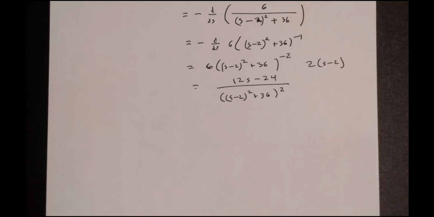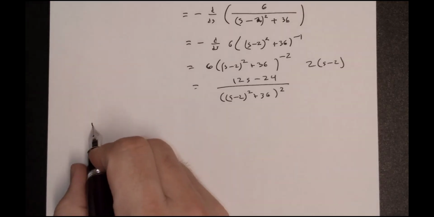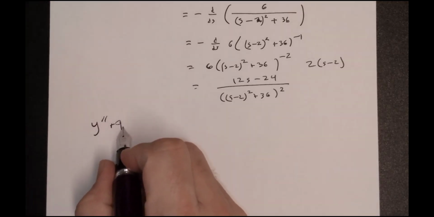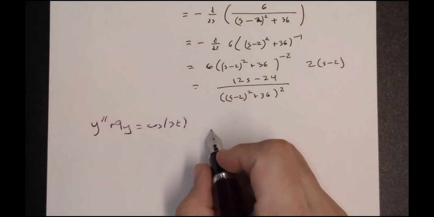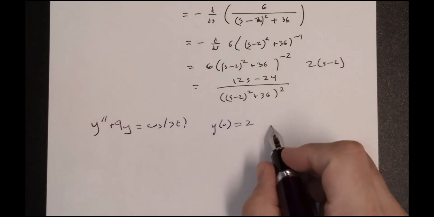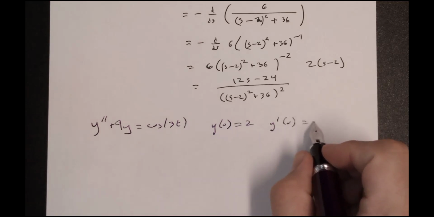Again, my goal is to solve differential equations. So let's put this sucker to work. y double prime plus 9y equals cosine 3t. y of 0 is 2. y prime of 0 is 5.